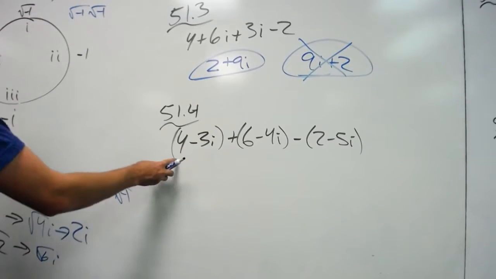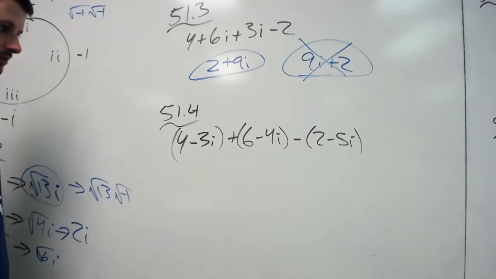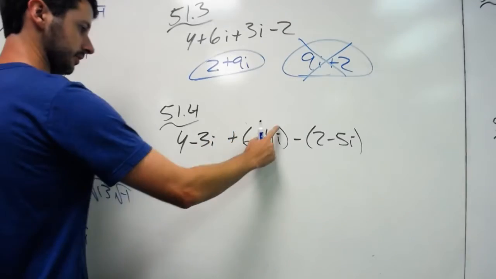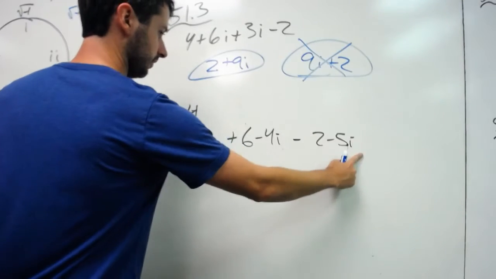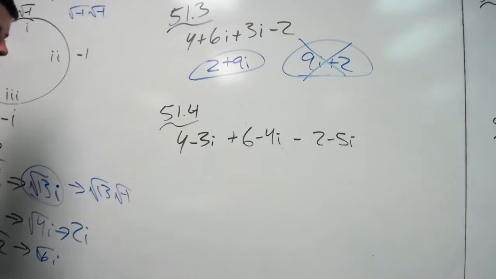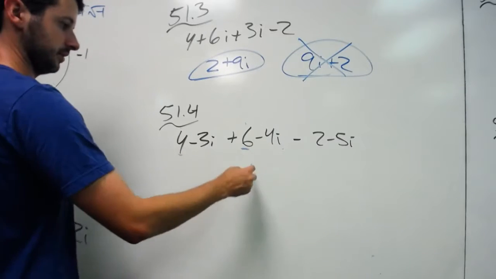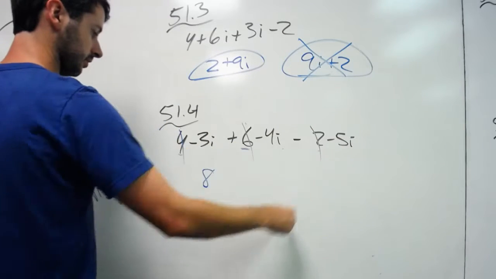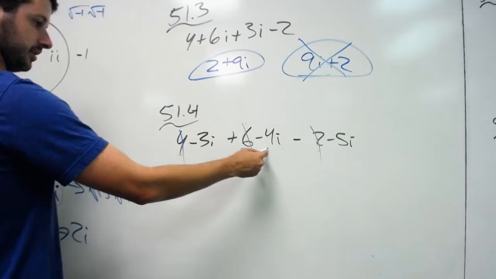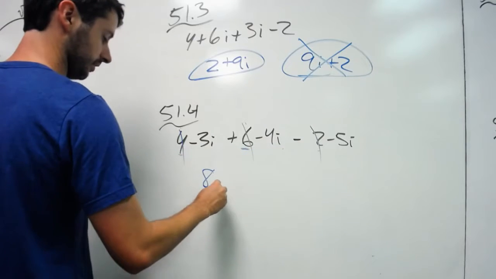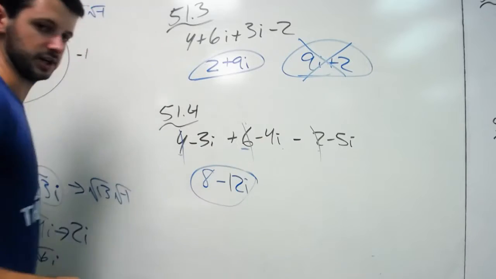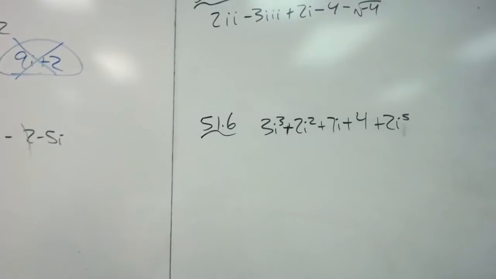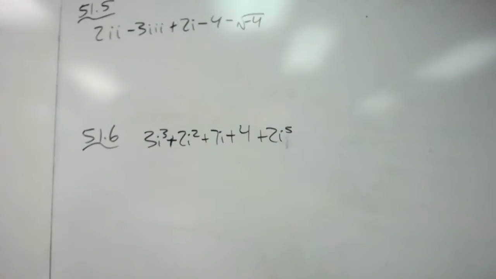In 51.4, we have all this, and it wants us to add it together. Well, we can go ahead and eliminate the parentheses because nothing else is being multiplied. So those are unnecessary. And then all we do is combine like numbers like we did before. 4 and 6 is 10. 10 minus 2 is 8. Negative 3i minus 4i is negative 7i, minus 5i, negative 12i. There's your answer.